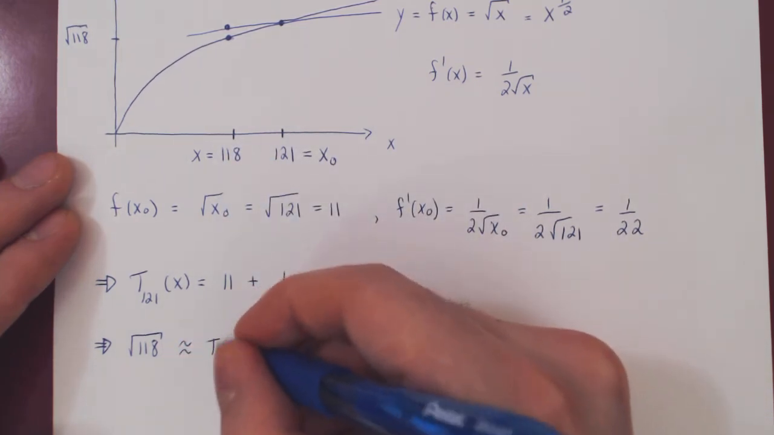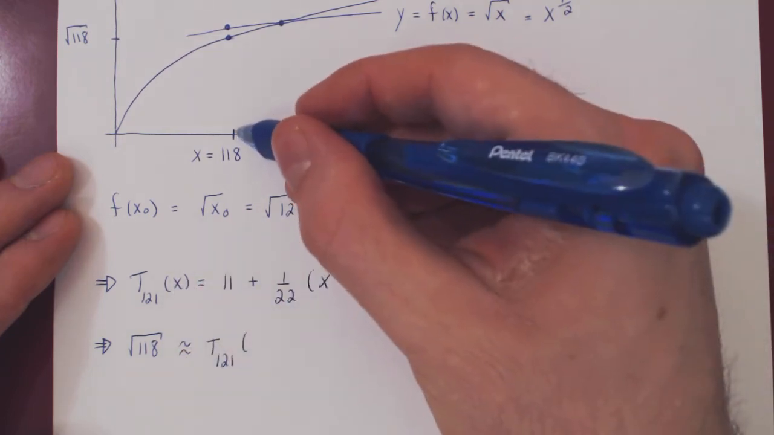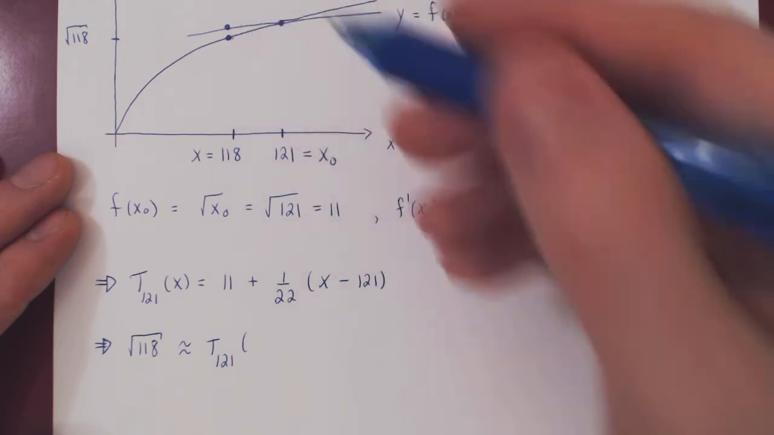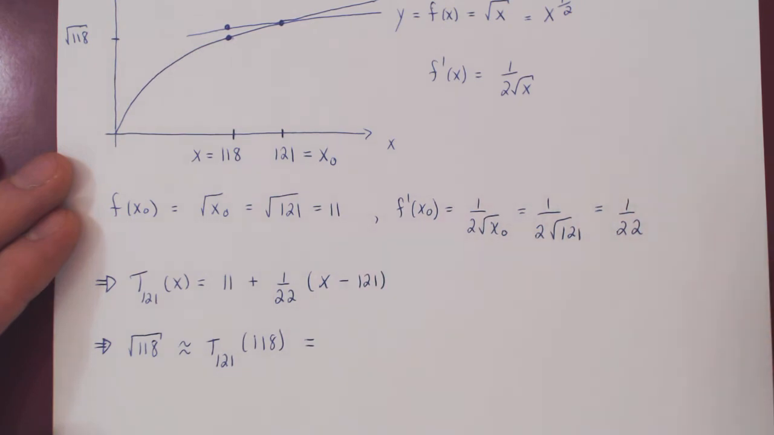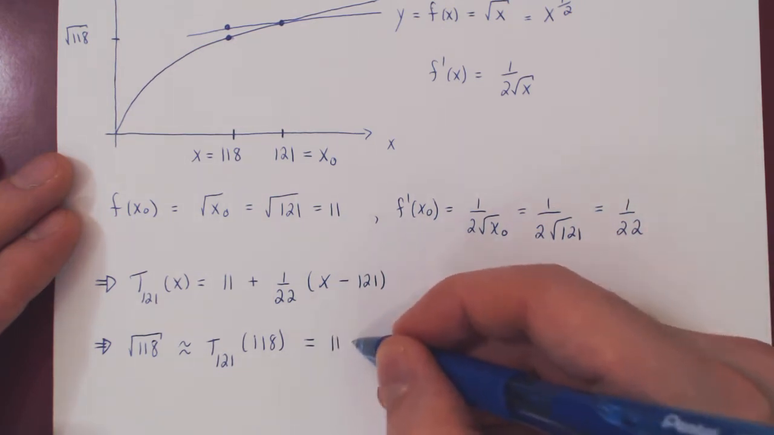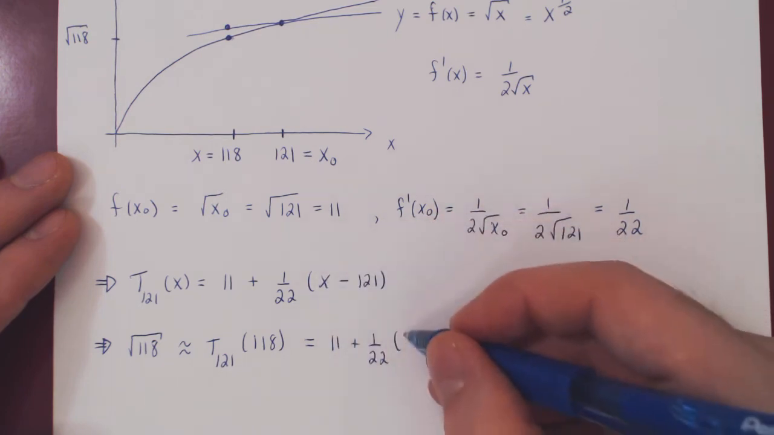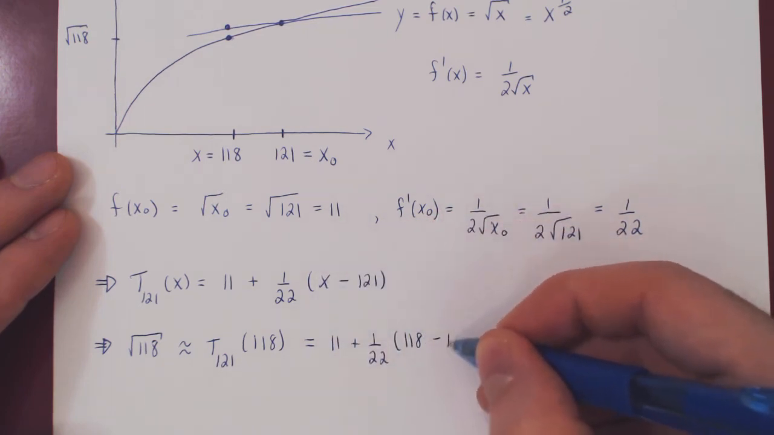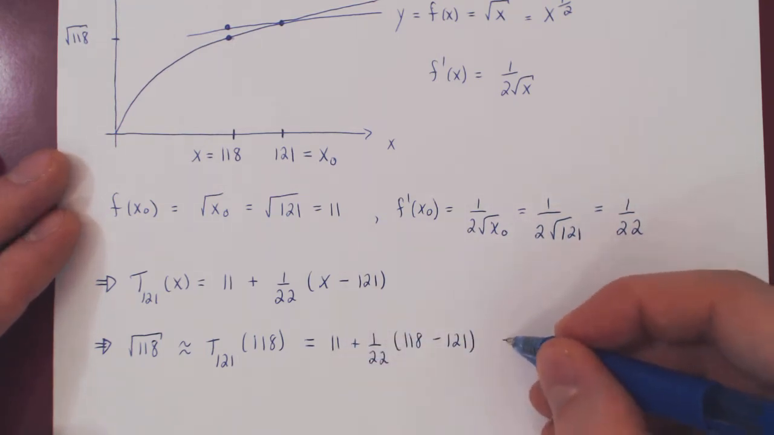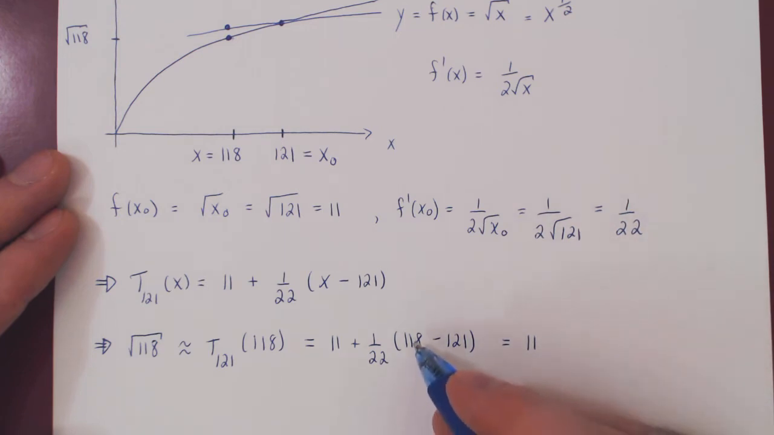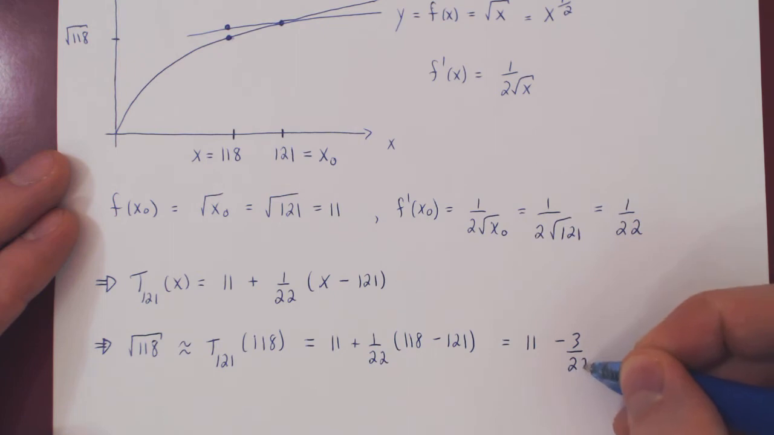So let's replace in our tangent line the value of x now by the value of interest, 118. And the rest will just be a simple calculation. So we have 11 plus 1 over 22 times 118 minus 121. And let's now simplify this. 118 minus 121 is negative 3, so negative 3 over 22.